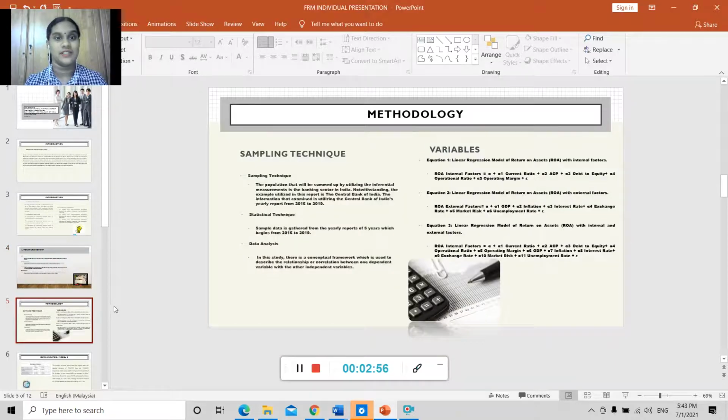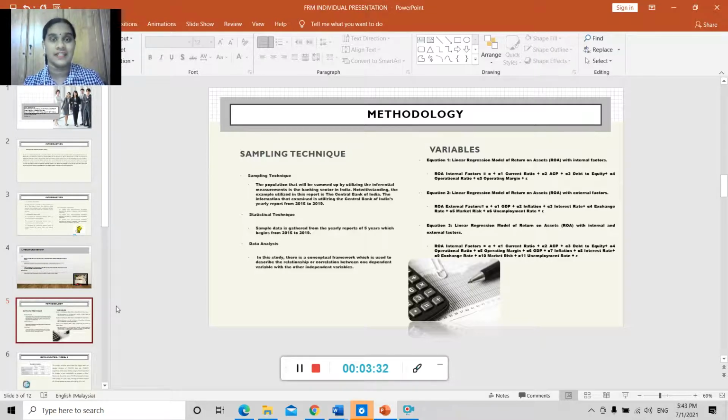Moving on to methodology. In methodology, we have a few different techniques. One is the sampling technique, two is the statistical technique, and third is the data analysis and the variables. The sampling technique used here is that the population will be summed up by utilizing inferential statistics in the banking sector of India. However, the sample used in this report is the Central Bank of India. The information is examined from the 5-year annual report of Central Bank of India from the year 2015 to 2019. The statistical technique is the sample data which we gathered from the yearly reports, which is of 5 years.